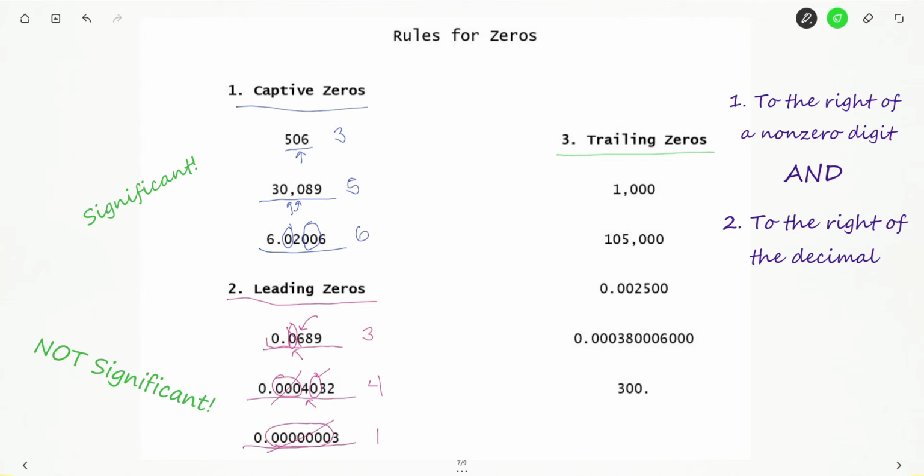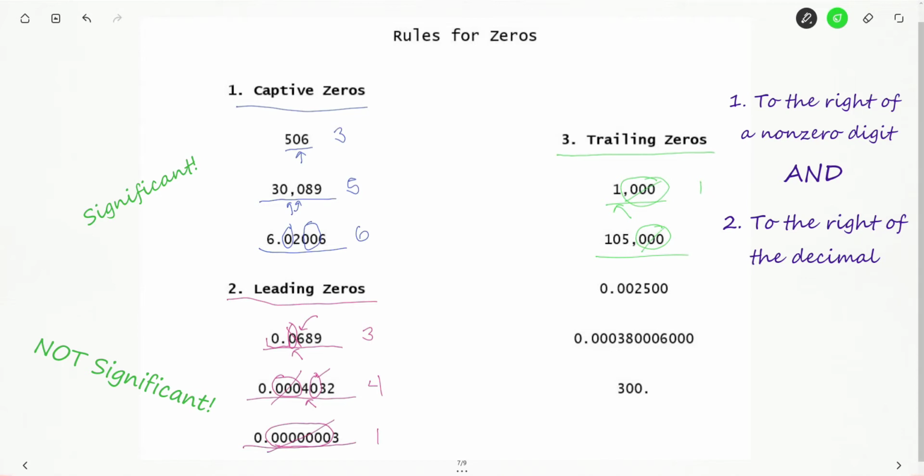All right, let's dive into my examples here. So my first example, 1,000. I have 3 trailing zeros. Yes, they are to the right of a non-zero digit. Okay, that's good. But are they also to the right of a decimal? No. Sorry, zeros, you don't count. This number only has 1 sig fig. Okay, let's go on to my second example. I've got my trailing zeros here. Yes, they are to the right of a non-zero digit. However, they are not to the right of a decimal.